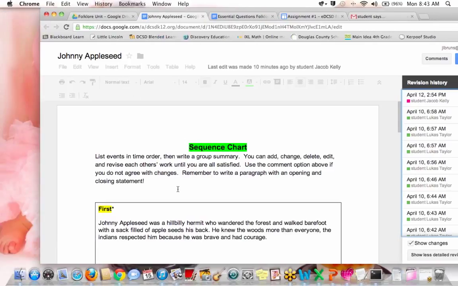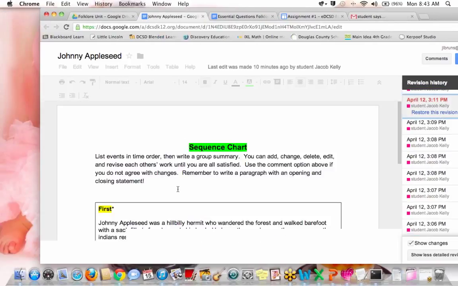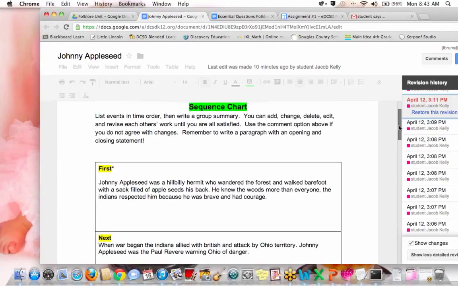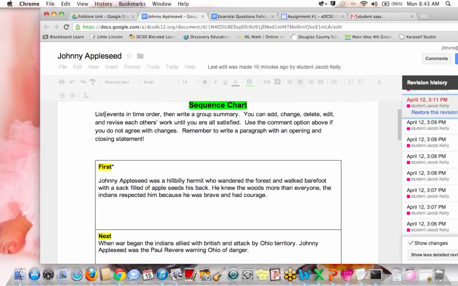So, Jacob, I'm going to go ahead and read your sequence chart for the class. All right, so we had to list the events in order and then write a summary. So did you write a summary, Jacob? If not, we're going to do that together.